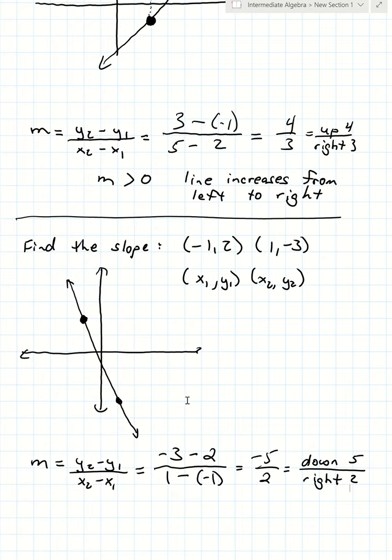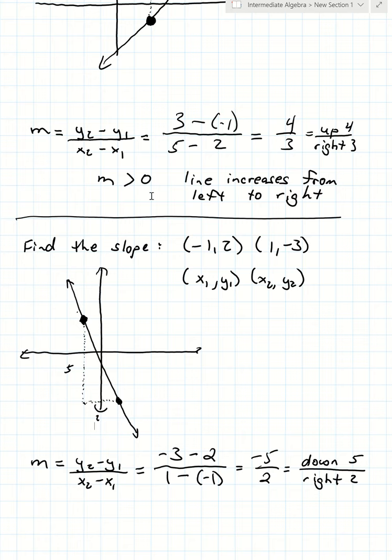To get to this next point, I'm going to start here at (-1, 2). And I have to go down 5 units. 1, 2, 3, 4, 5. But I also have to move to the right 2 units. 1, 2 units. So I went down 5 and to the right 2. And I went from the initial point to the second point, okay? Because I followed the directions. I followed the movement. I used the slope.